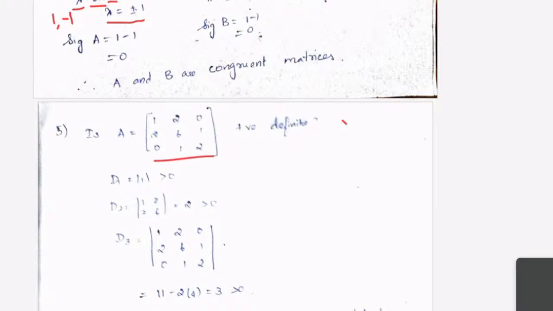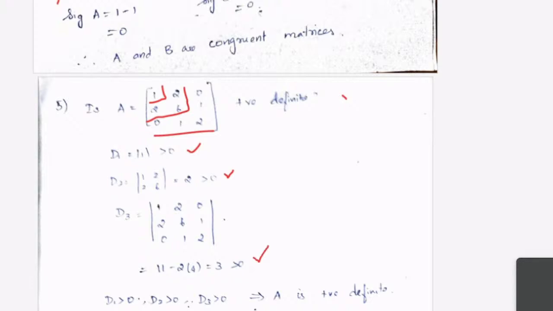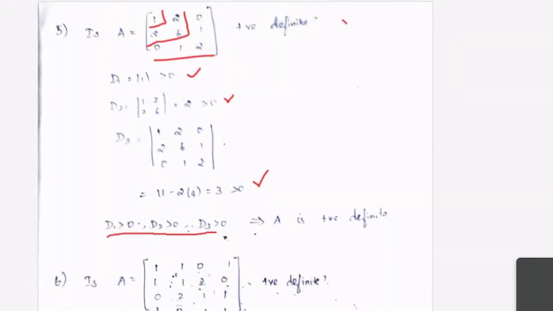So D1 is nothing but 1, which is greater than 0. First condition satisfied. And D2 is the determinant of 1 2 2 6, so it will be 6 minus 4, which is 2. It is greater than 0. And D3 is the determinant of the whole matrix, which is equal to 3. It is also greater than 0. Hence, since D1, D2 and D3 are greater than 0, A is positive definite.